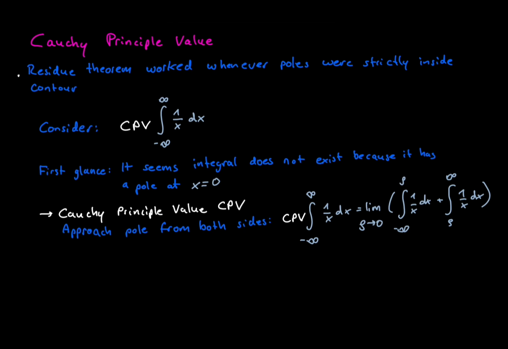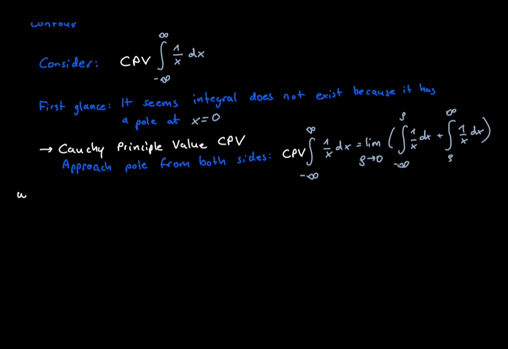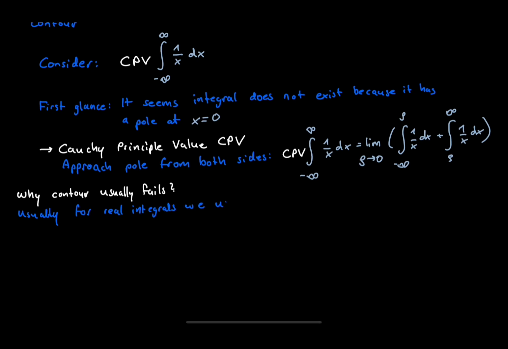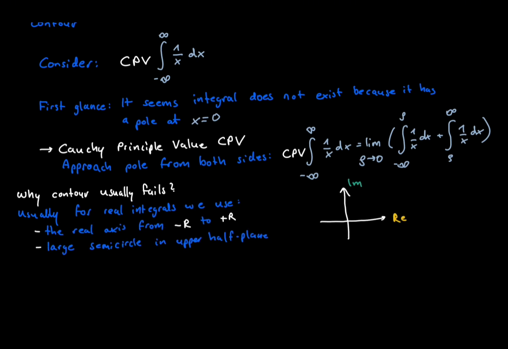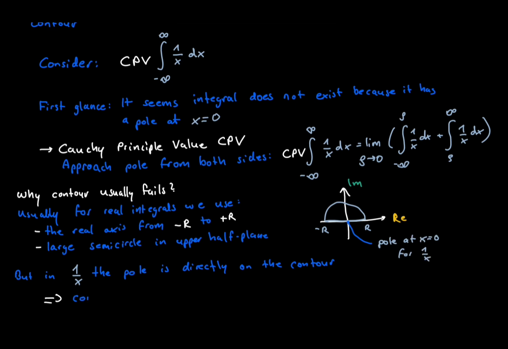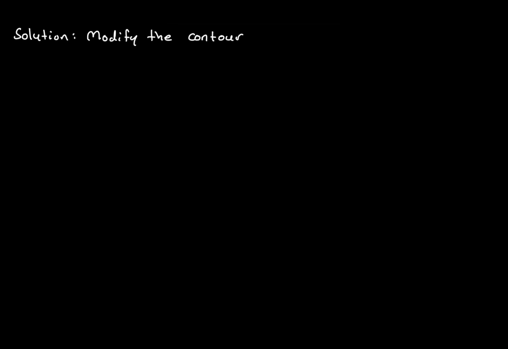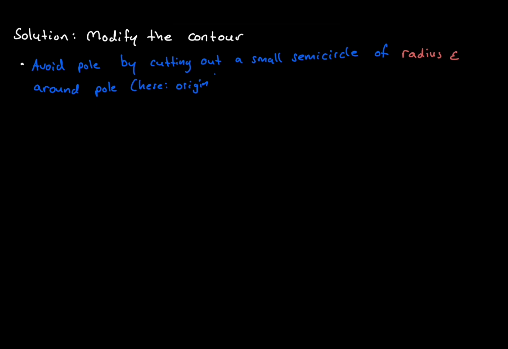Normally, for residue theorem problems, we integrate along the real axis and close the contour with a large semicircle in the upper half plane. But now, the pole at z equals 0 lies directly on the contour. That is not allowed. So we modify the contour. We cut out a small semicircle around the pole. This tiny detour avoids the singularity.